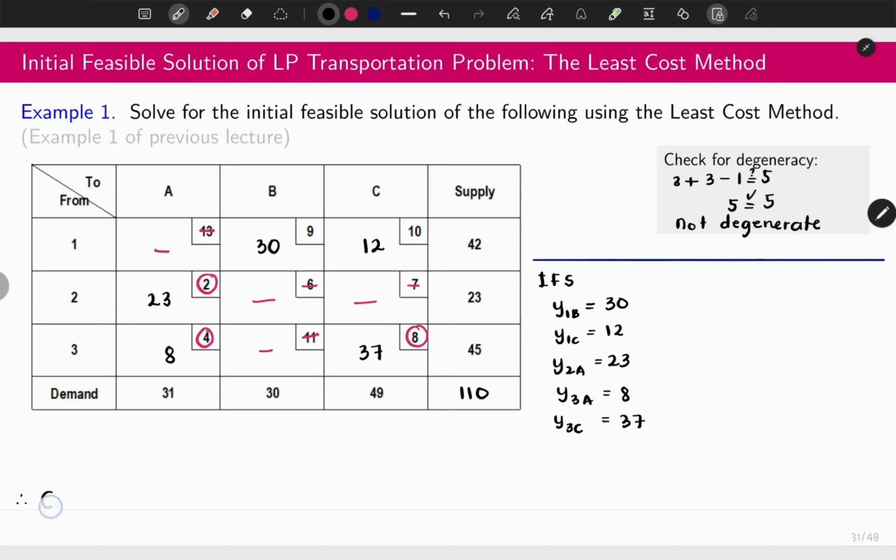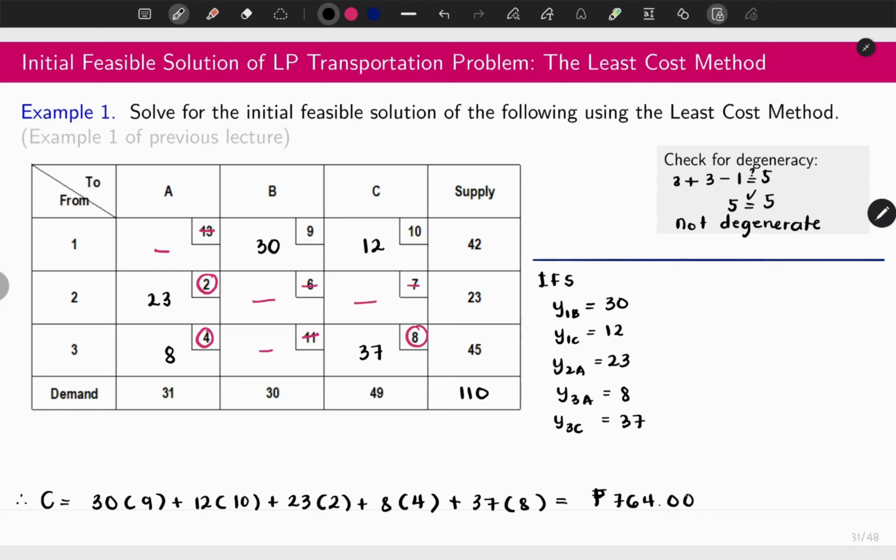Okay, now let us get the associated cost. Therefore, the cost is equal to the following. Like the northwest corner, how did we do that? We just simply multiply the allocation to the corresponding cost, in any order. 30 times 9 plus 12 times 10 plus 23 times 2 plus 8 times 4 plus 37 times 8. How much? Okay, 764 pesos.